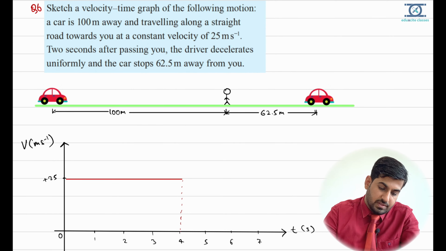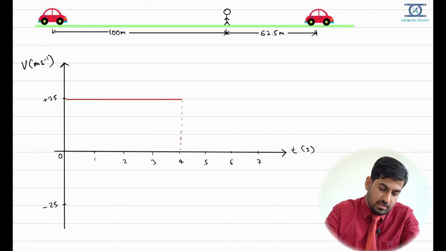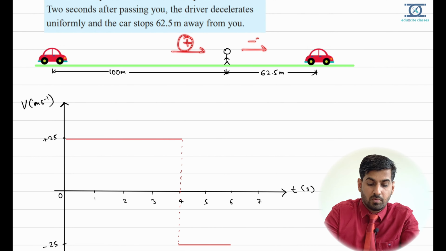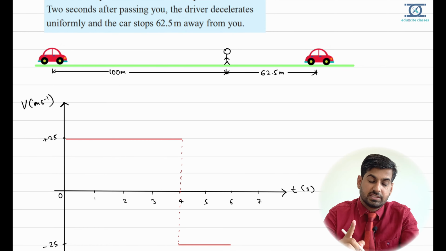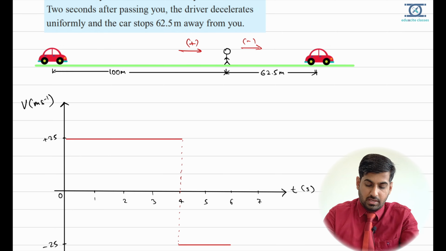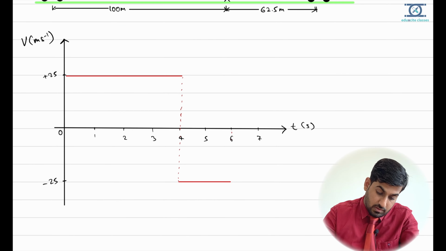Now after that, 2 seconds after it passes you, the driver decelerates uniformly. So again for the next 2 seconds, it will travel with the same speed but in the opposite direction, because it has passed over you. So if it is approaching you, you have taken positive. If it is moving away from you, it has to be negative. So the directions have to be mentioned. So for me, I have taken this as positive, and if it is moving away, I have taken it as negative. Okay, so this will be the way for this.